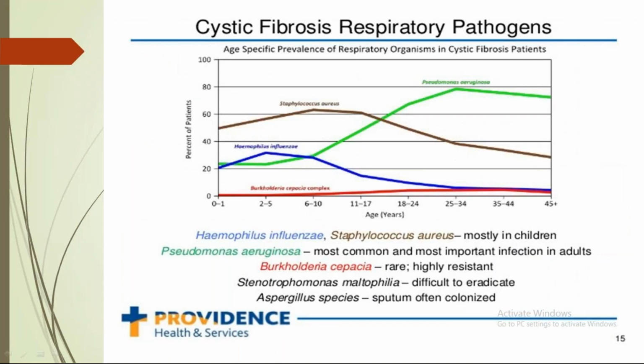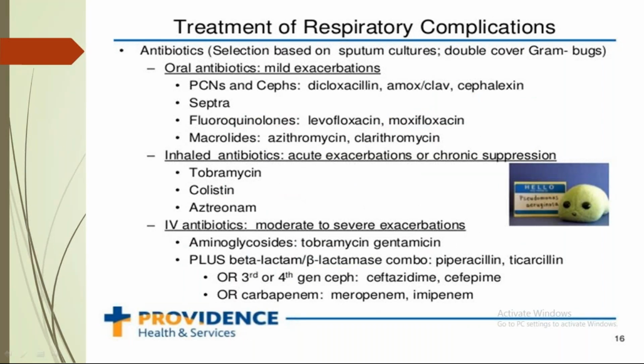These are the commonest respiratory pathogens: Haemophilus influenzae, Staphylococcus aureus, Pseudomonas aeruginosa, Burkholderia cepacia, and coming to the fungi, Aspergillus. Treatment for the complications is mainly antibiotics. We should select the antibiotics based on the culture reports. Oral antibiotics are mainly for mild exacerbations: penicillins and cephalosporins, like dicloxacillin, amoxiclav, cefalexin, or Septra.